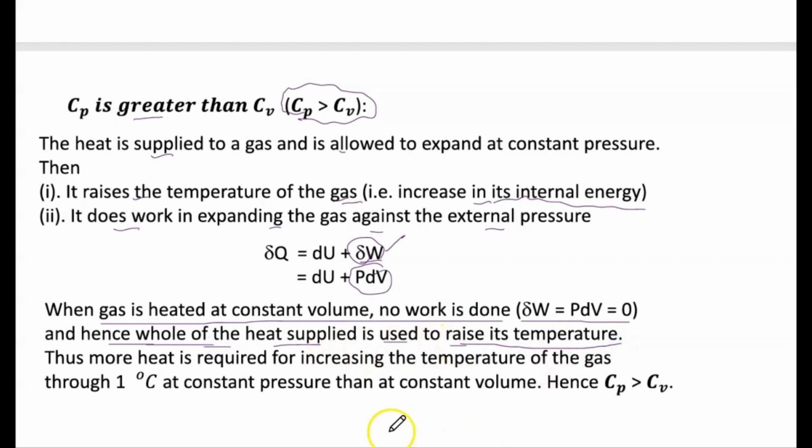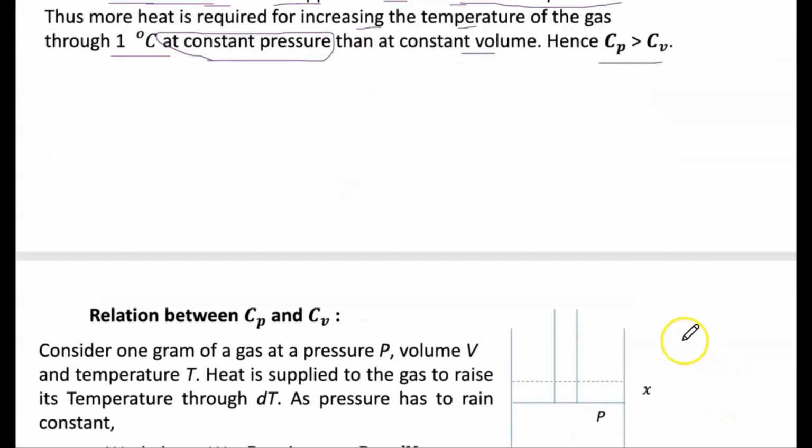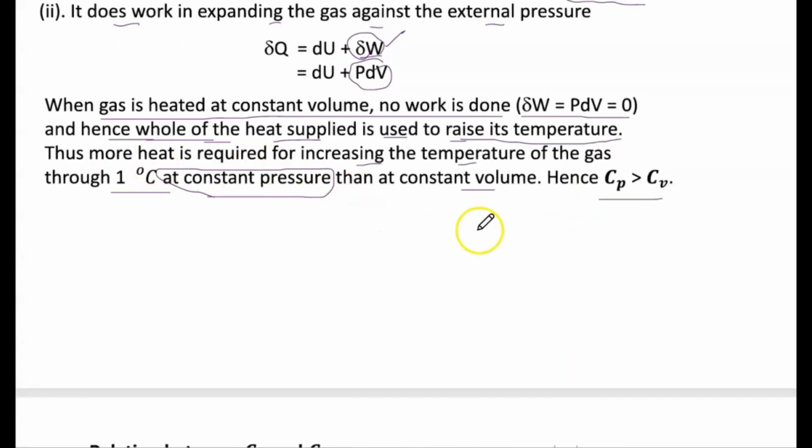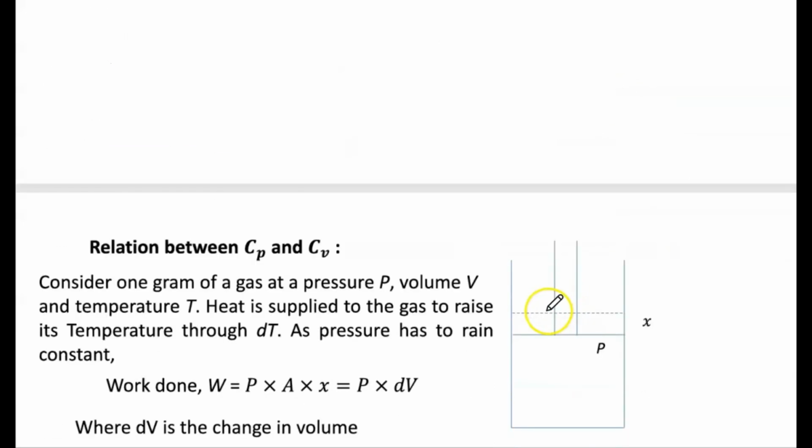More heat is required for increasing the temperature through 1 degree centigrade at constant pressure than at constant volume. At constant pressure we are going to see that, and Cp will be greater than Cv. So this is the concept, this is why we say that Cp is greater than Cv.